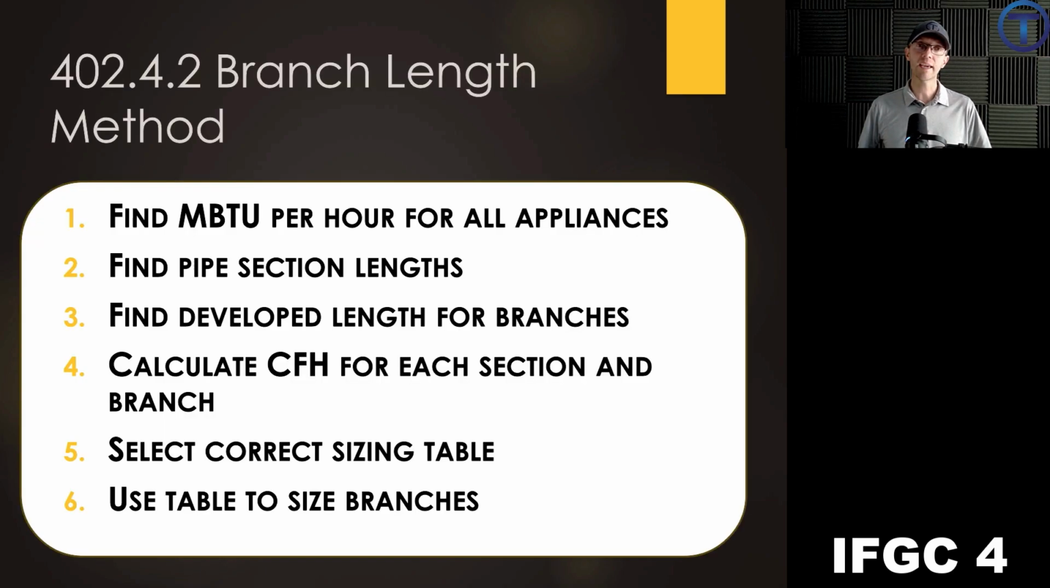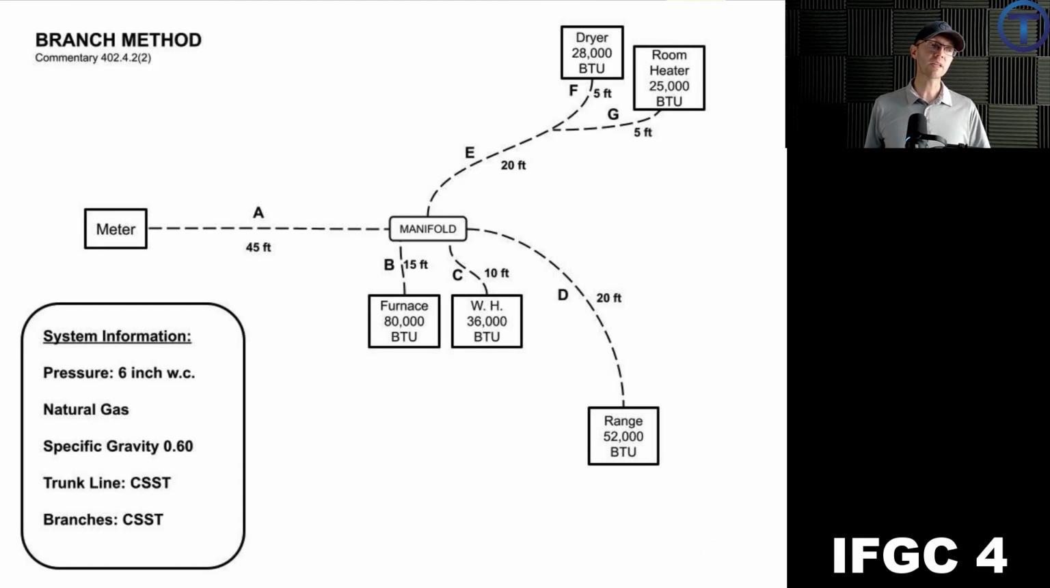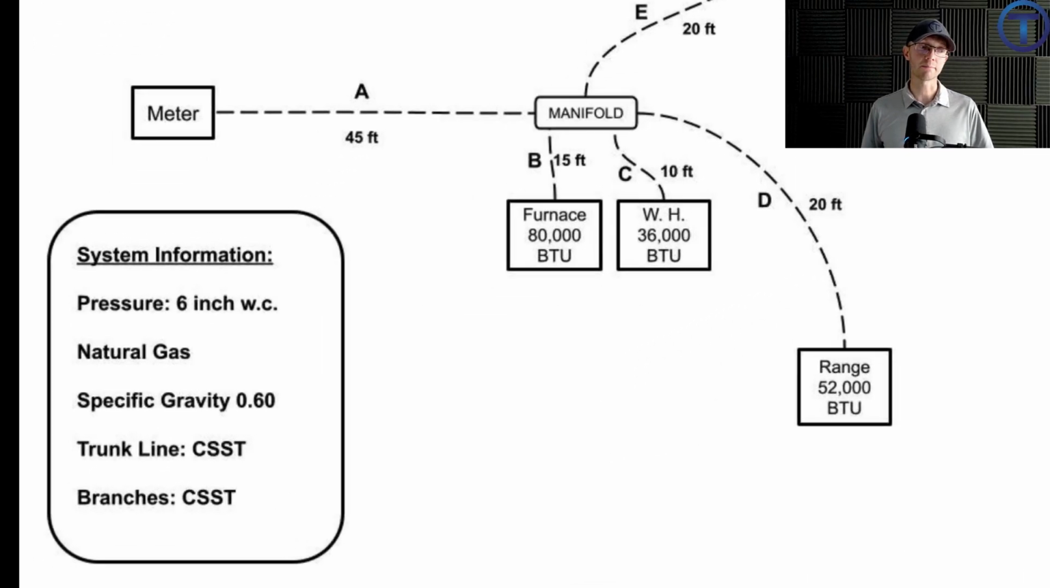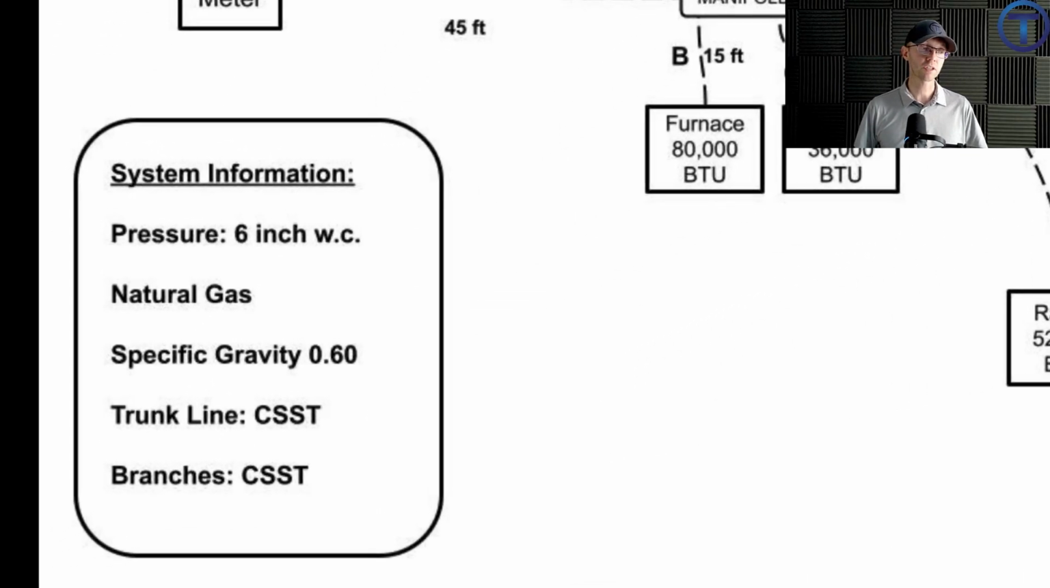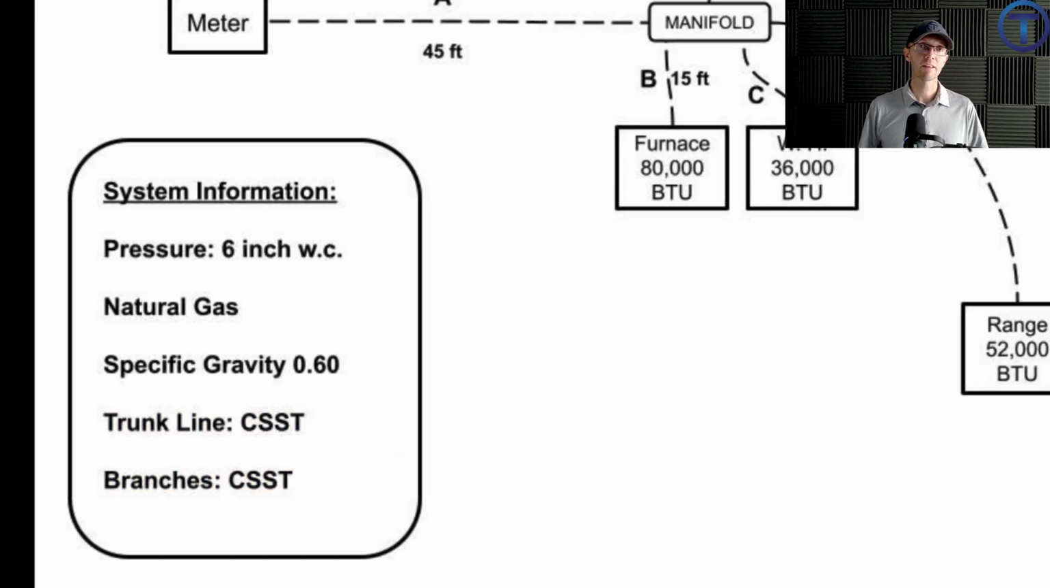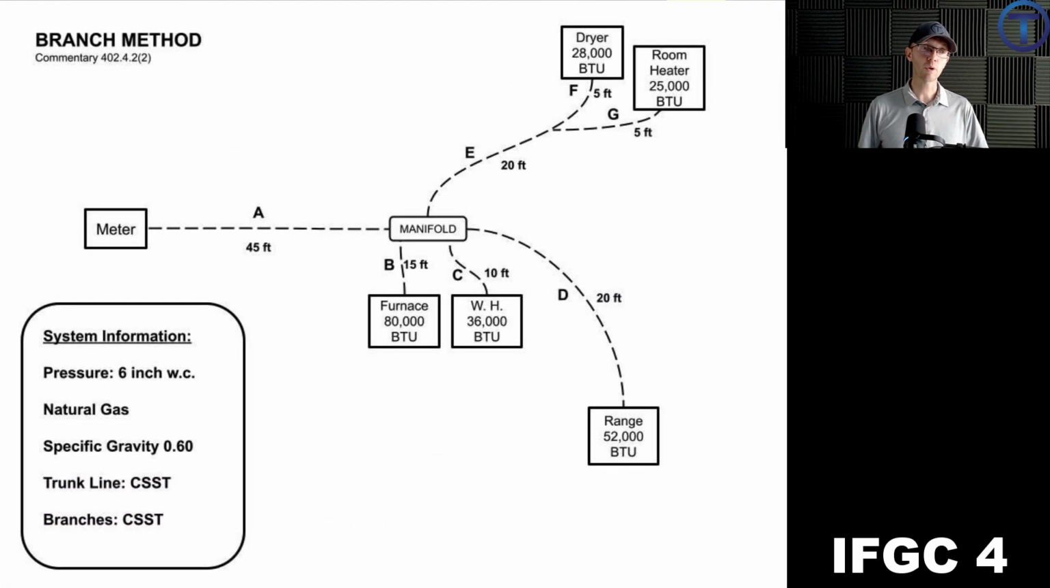We'll follow the same 6-step process as we size this one out. Have a look at the diagram with me and examine the difference with this system. Let's look at the system information first. We have a 6-inch water column for inlet pressure. We're using natural gas, specific gravity 0.60, but this time the trunk line and the branches are all CSST. So we're going to use that same table as we're looking at this.